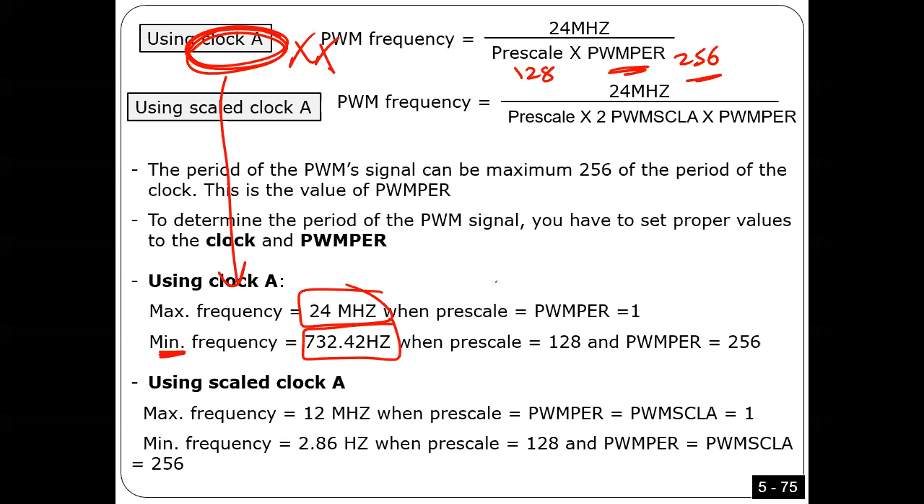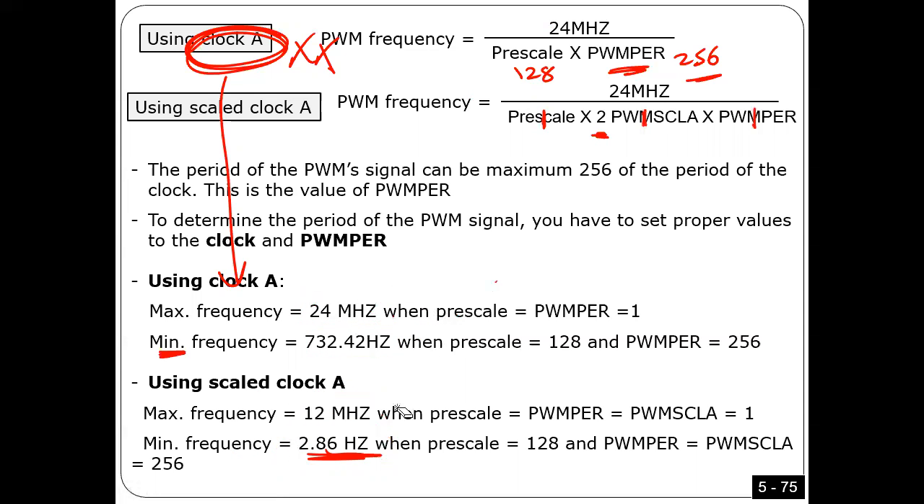For the second one, I should generate lower frequencies. Lower. Why? Because here I divide by larger numbers, so I can go lower. If you see the range here, it can go from 12. This is my maximum, 12. Why 12? Because I'm going to put here 1, 1, 1. I have 2 here, right? So it should be 12. 24 divided by 2 is 12. And the minimum frequency can go to only 2 hertz. This one is 700 hertz.